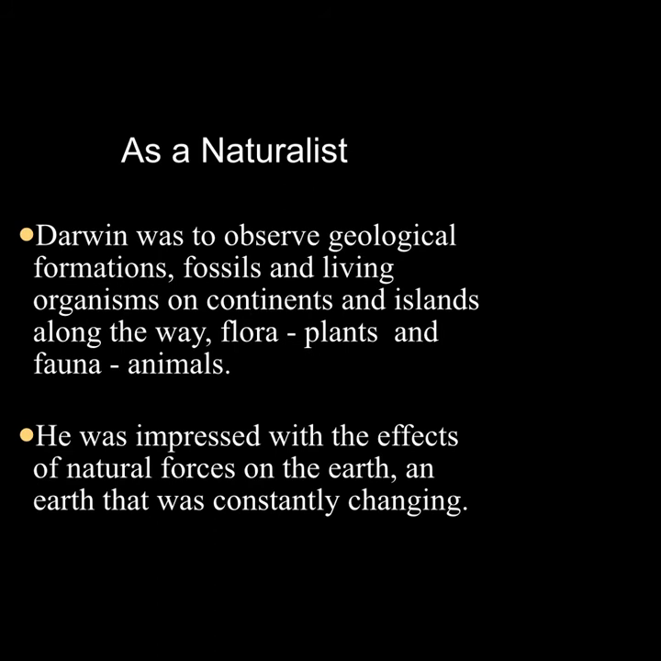As a naturalist, Darwin was to observe geological formations, fossils, and living organisms on the continents and islands along the way. The flora, the plants, and the fauna, the animals. The ship would stop and explore coves and ports, and Darwin would go and look for plant and animal life.